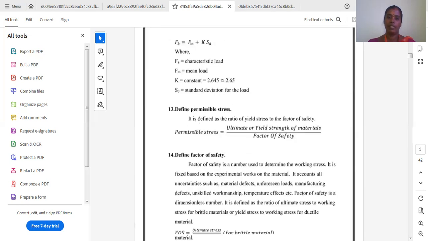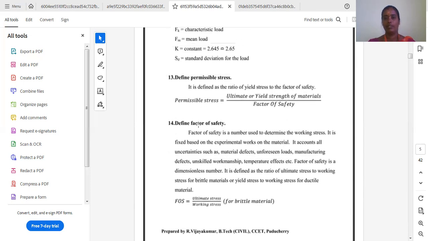Then define permissible stress. It is very, very important. In the problem, we will use this permissible stress for concrete and permissible stress for steel. So here you can see it is defined as a ratio. What is it? It is defined as the ratio of yield stress to the factor of safety. So this permissible stress varies based on the different grades of concrete. It is given in the code.